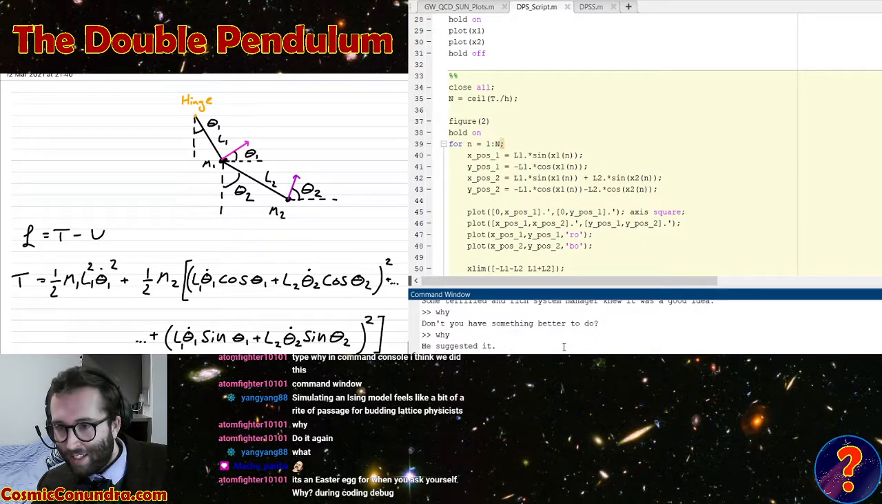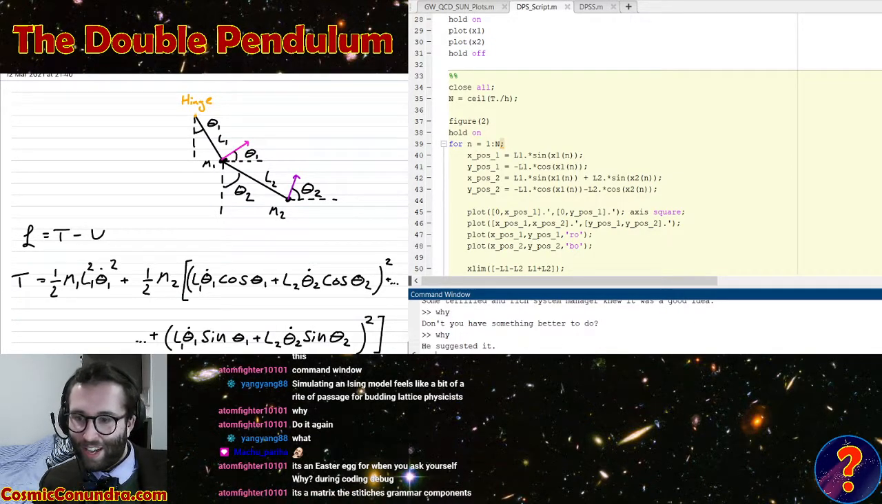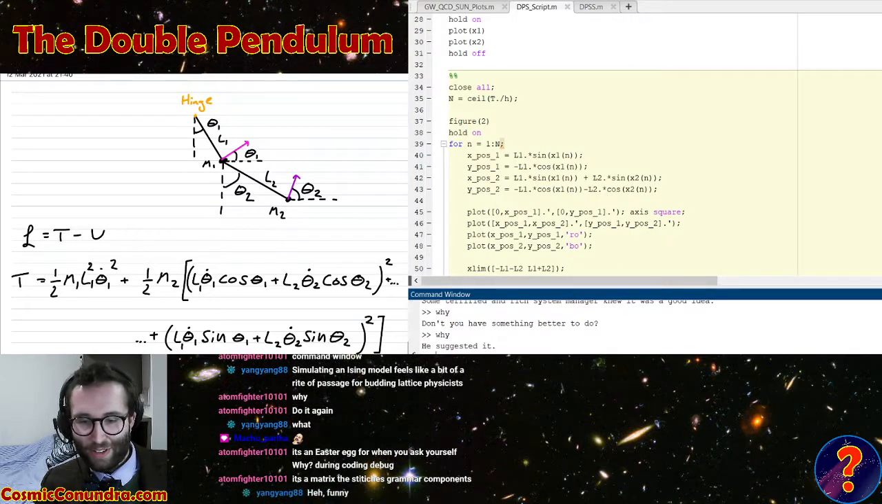What? It's an Easter egg for when you ask yourself why during coding debug. Wow. I did not know that was a thing. It's a matrix that stitches grammar components. Wow, you learn something new every day. Thank you for that. That is very interesting. I had no idea that MATLAB did that. How wonderful.